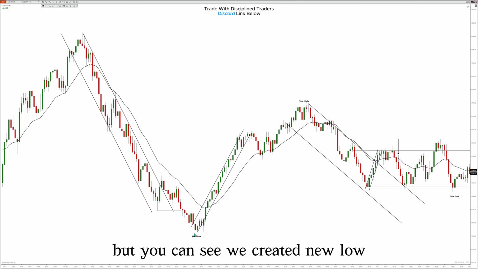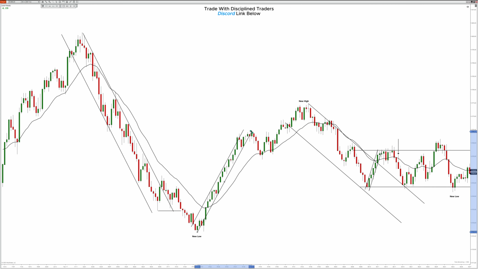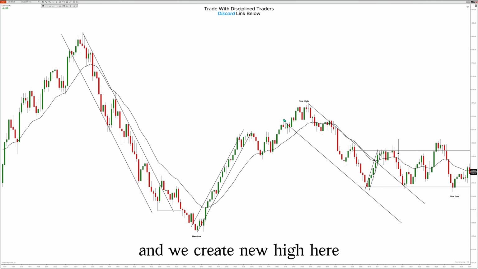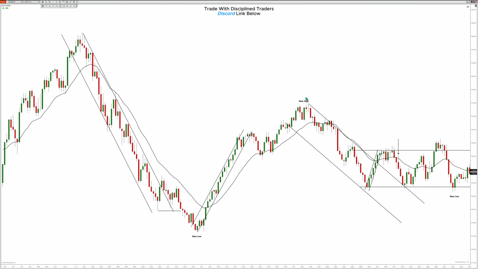But you can see we created a new low. We have a nice spike up. We break outside of this channel as well. And we create new high here, but we continue to work higher. But you can see after we create this new high up here, we push below EMA. So I'm just counting this as the new high for this channel here.